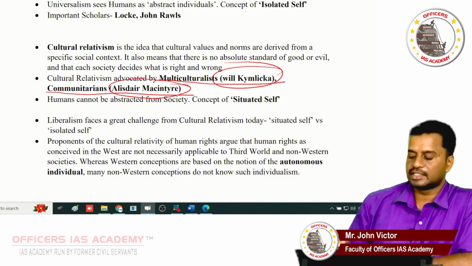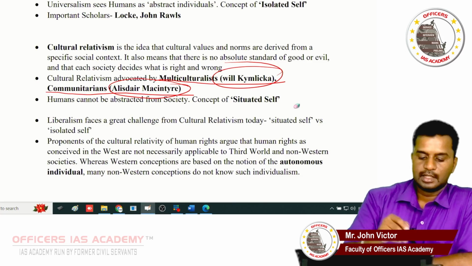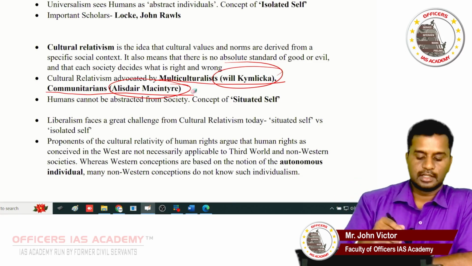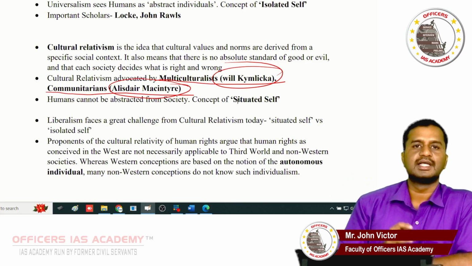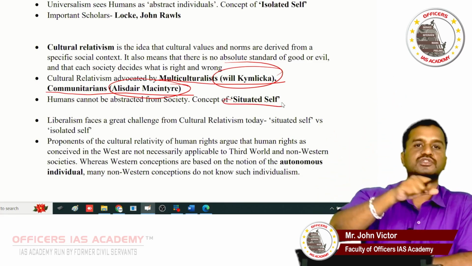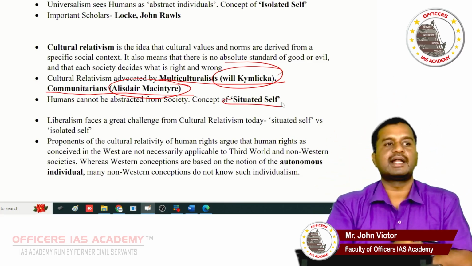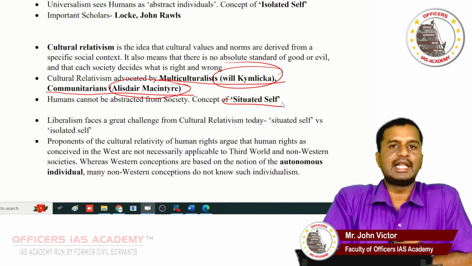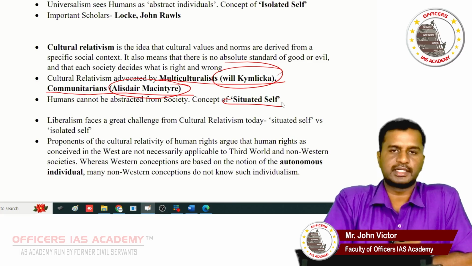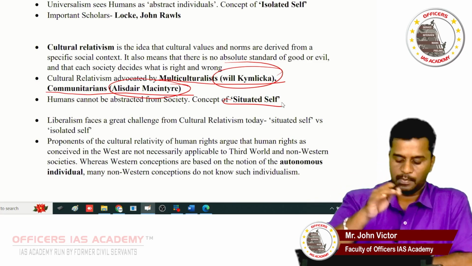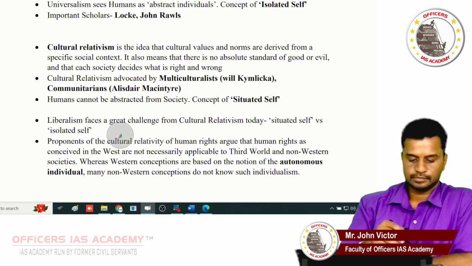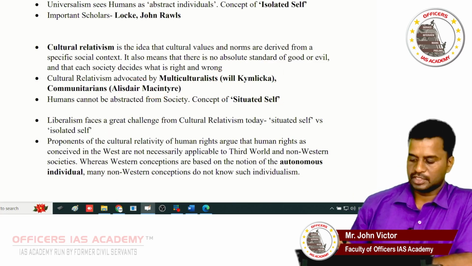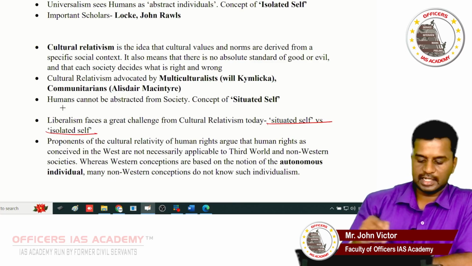Here the concept is situated self. In universalism, it is individual self. In relativism, it is situated self. Man himself is situated in the society. We should not see man as the abstract individual. Man himself should be seen as part of the society. He should be seen as part and parcel of the society. So, situated self versus isolated self.